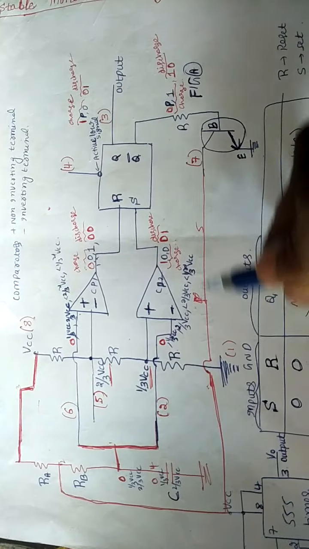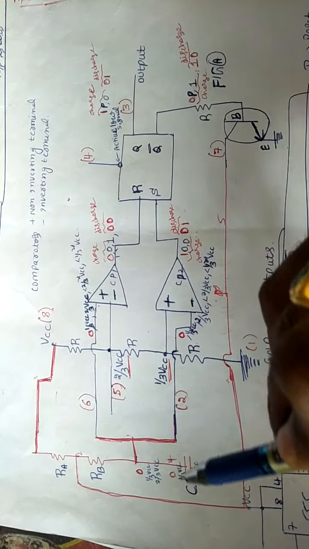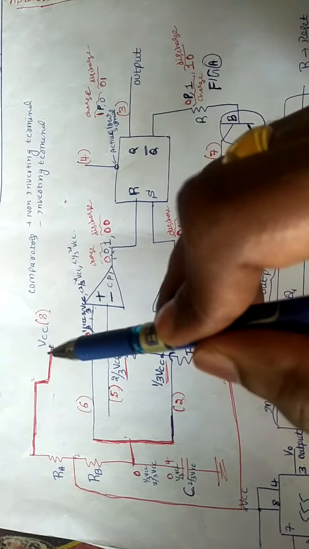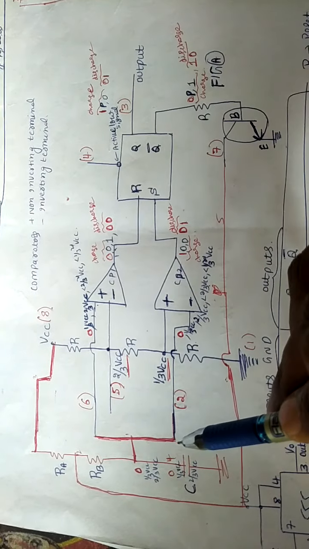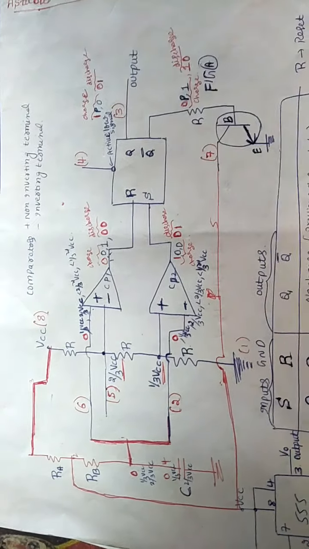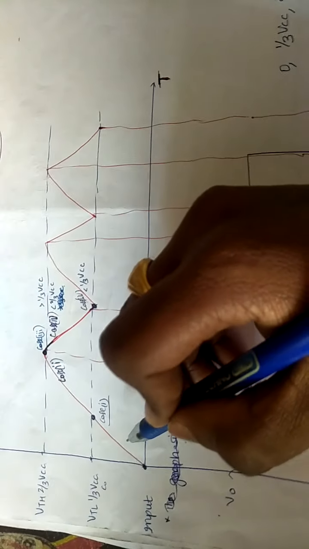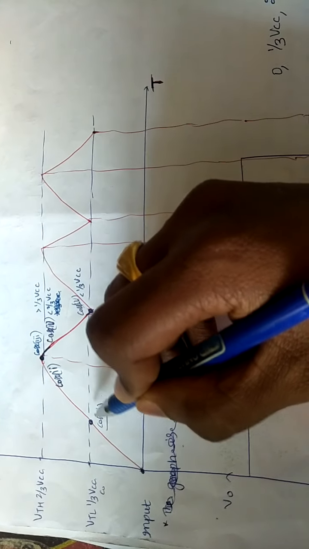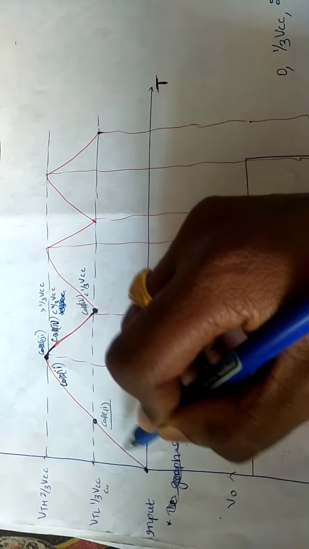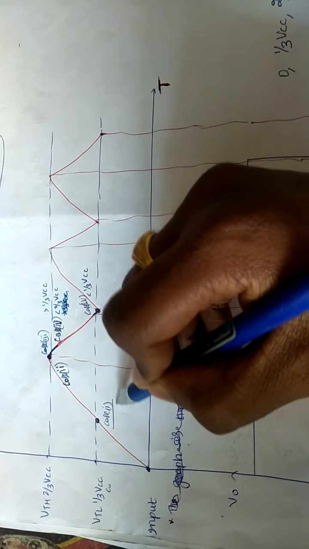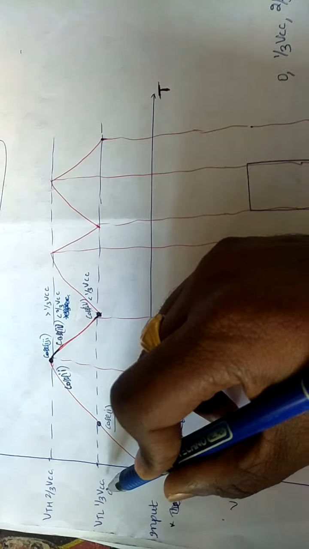Okay, this path won't be there. Then the capacitor will start to charge through VCC, this path. So the capacitor will charge through VCC from here to here. That is for case 1. Right now we are at this point, 1/3 VCC.